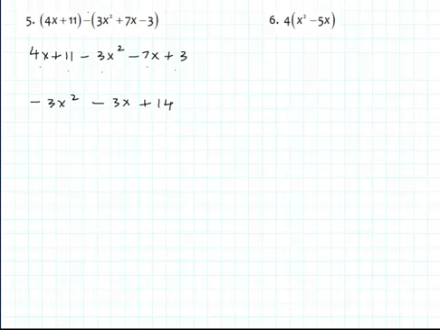Here we have a number beside a parentheses. What we'll do here is we'll distribute. We'll go 4 times the x squared, and we'll go 4 times the negative 5x. Combine like terms if you can, but there's not any.